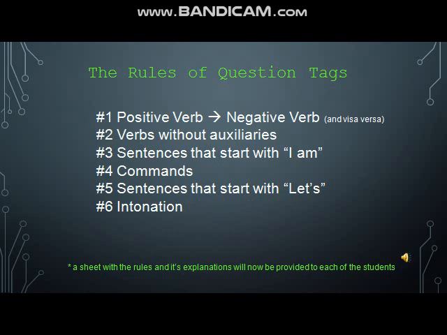Again, here we have some rules of question tags. Positive verbs, negative verbs, and vice versa. Verbs without auxiliaries. Sentences that start with I am. Commands and sentences that start with let's. And the intonation.